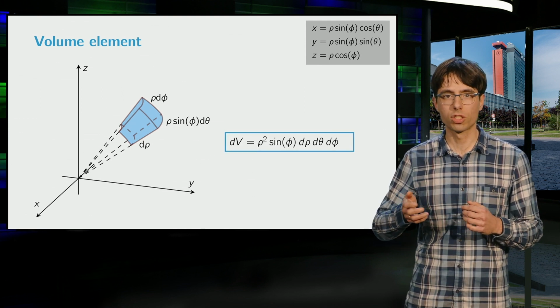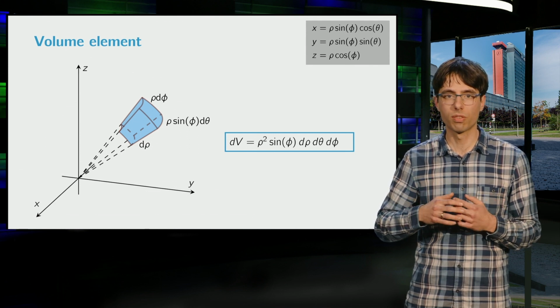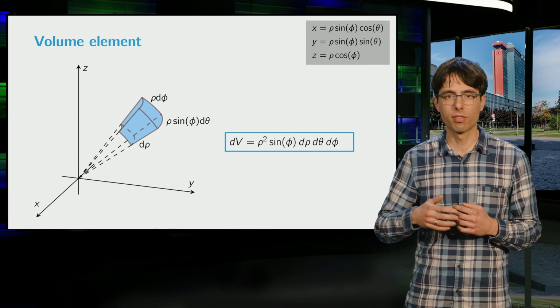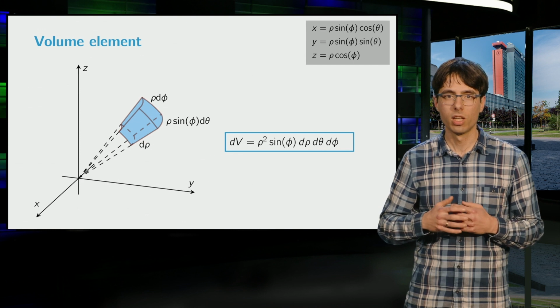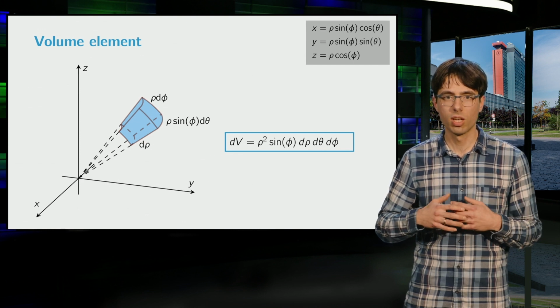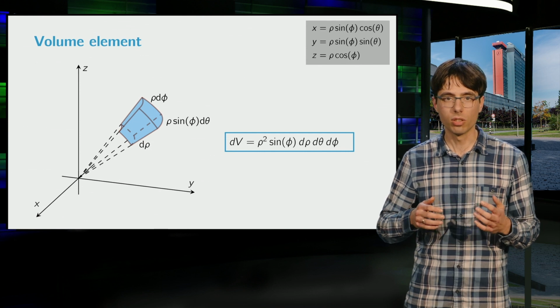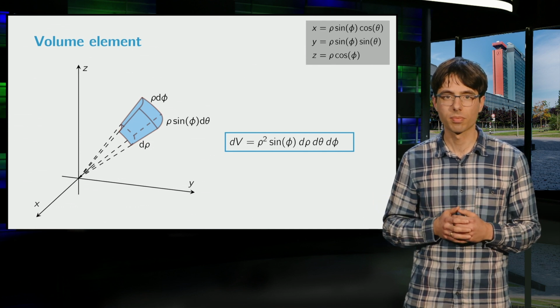The arc length of the side, which in the picture goes from the positive z-axis to the positive y-axis, is rho d phi. Finally, the arc length of the side following a circle in the xy plane is r d theta. So in terms of spherical coordinates, it is rho times sine phi d theta. In total, the volume of the element is rho squared sine phi d rho d phi d theta.